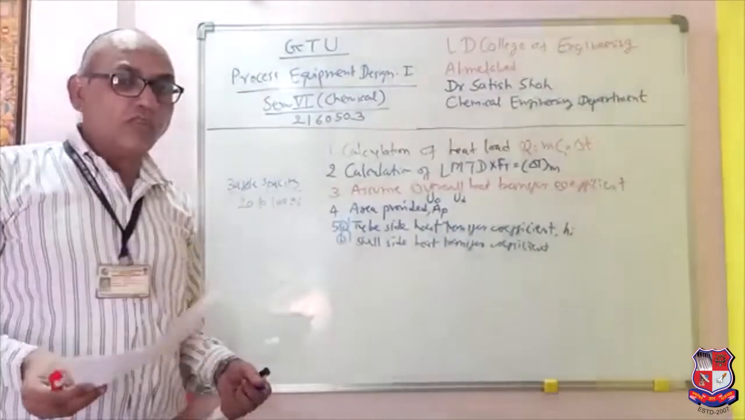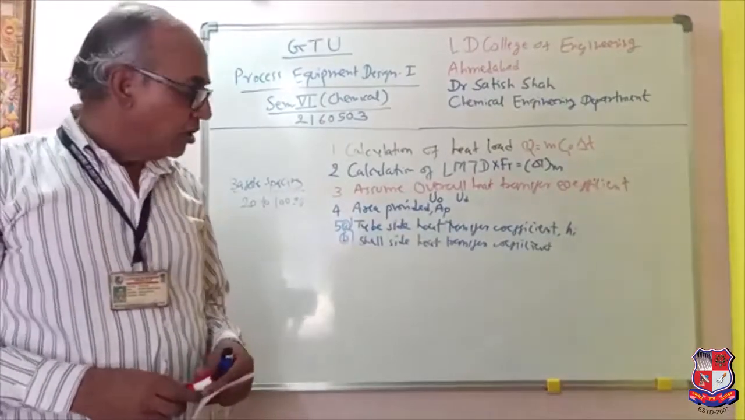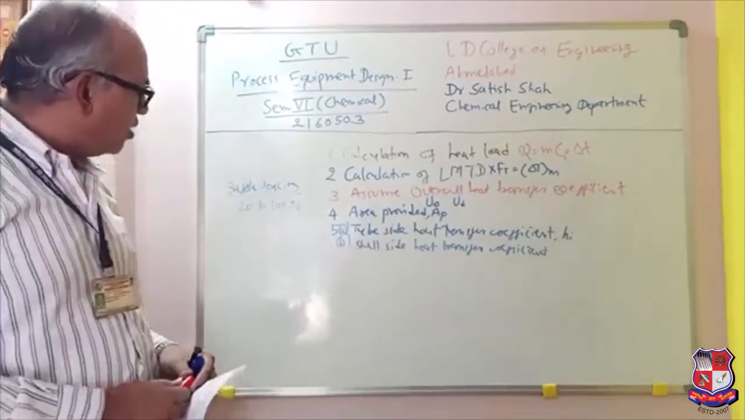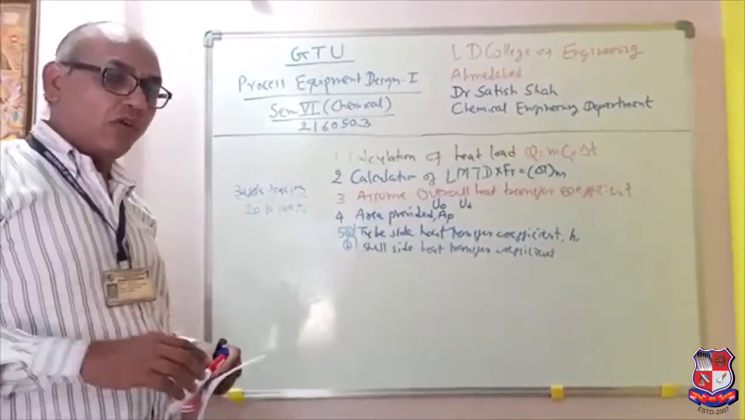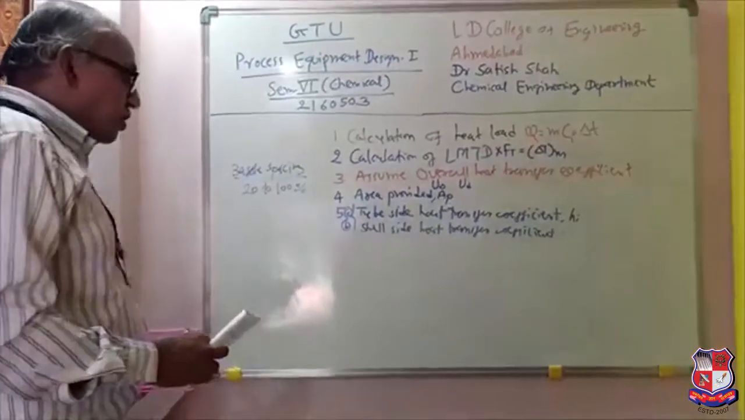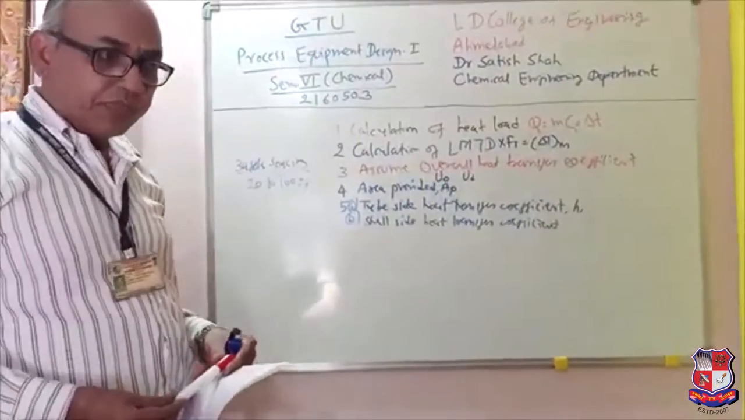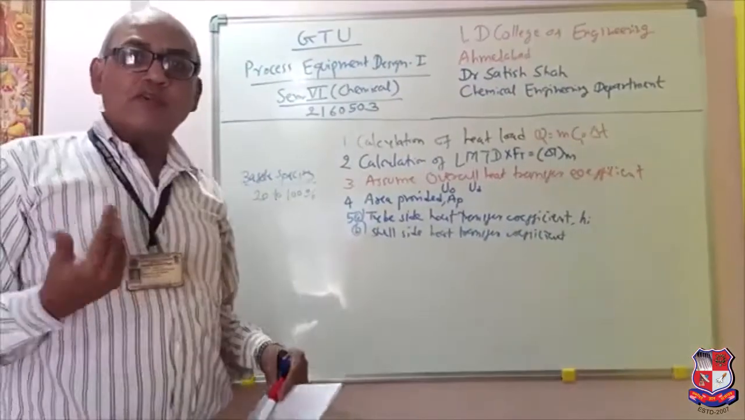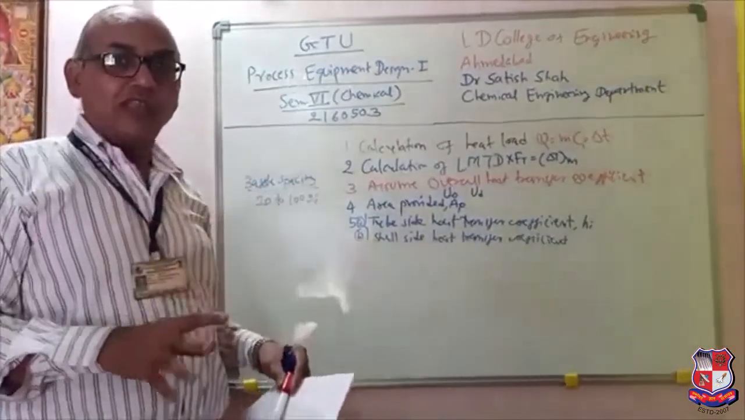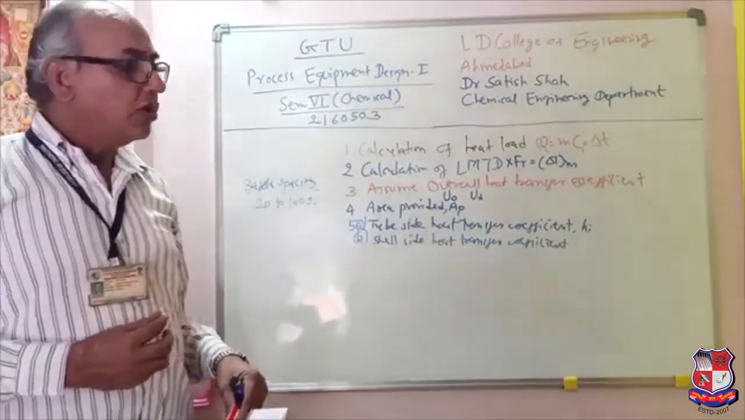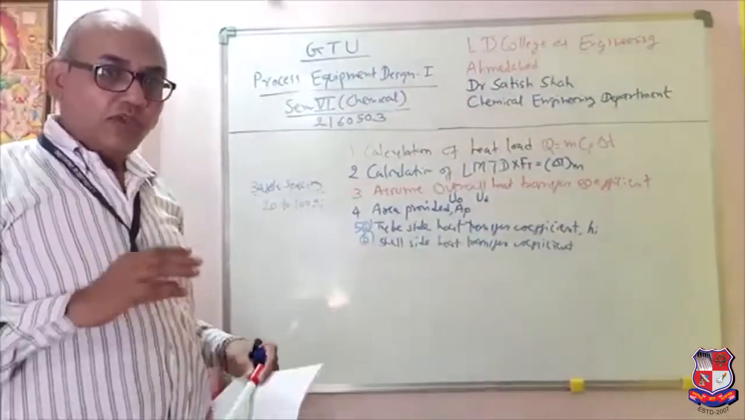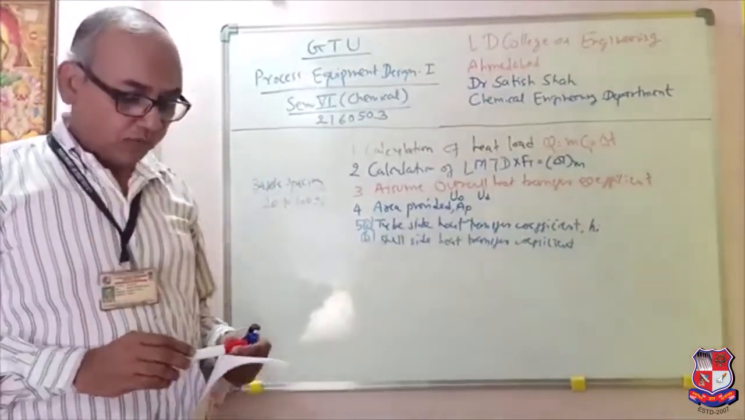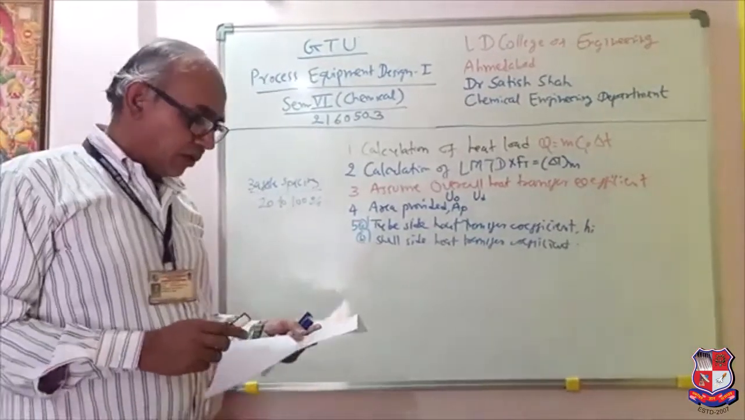For example, suppose your shell diameter is 500 mm, then you have to take baffle spacing between 100 to 500 mm. Most of the time we assume a baffle spacing of say 200 mm or 250 mm, because then we have the opportunity to either increase or decrease. When you increase your baffle spacing, your pressure drop on the shell side will decrease. If you decrease your baffle spacing, your pressure drop on the shell side will increase. We will only know after completion of the design whether we want to increase or decrease the pressure drop. So accordingly, I will fix the baffle spacing.